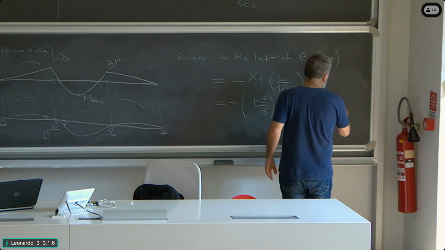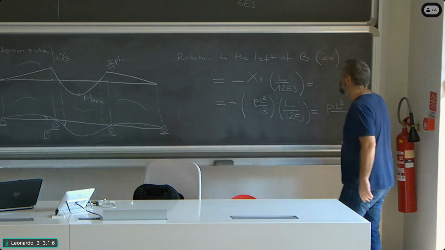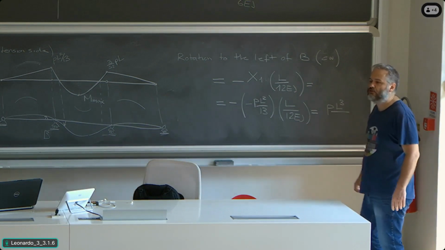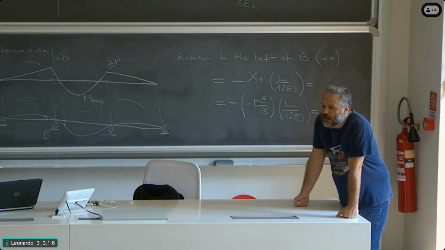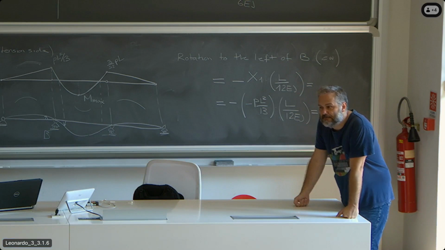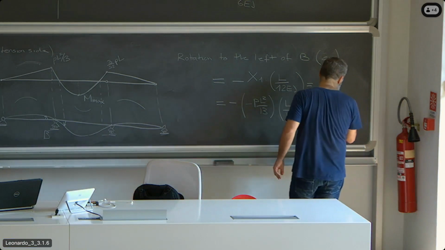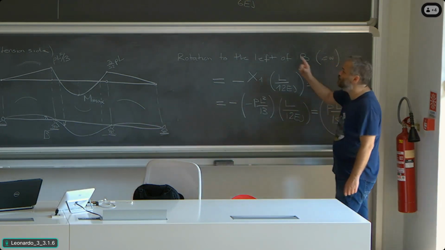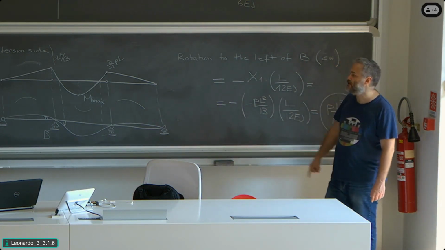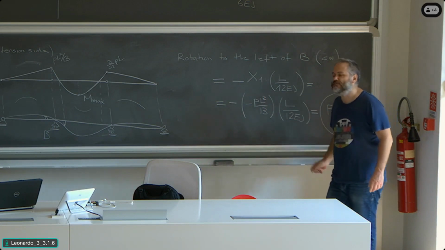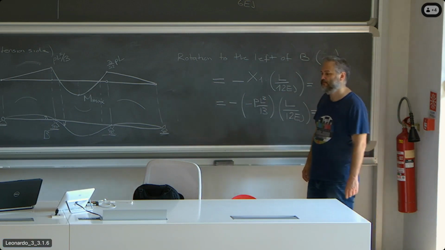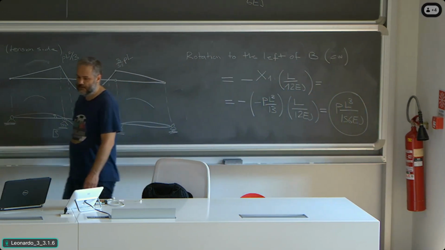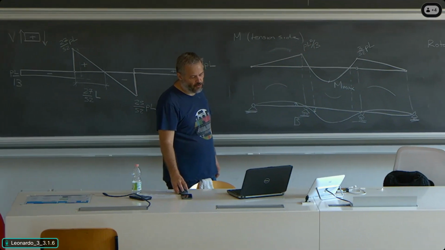We have PL to the power of 3 on the top of the fraction sign. At the bottom we have 13 times 12. How much is it? 156EJ. Agree? Check it. The value is positive, which means our rotation is clockwise, as we should have expected from the qualitative sketch of the deformed shape. Got it? And now, time for a well-deserved break for all of us.